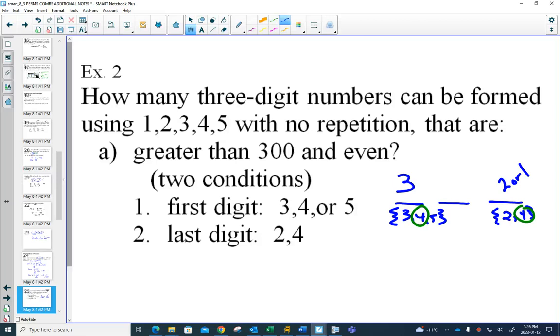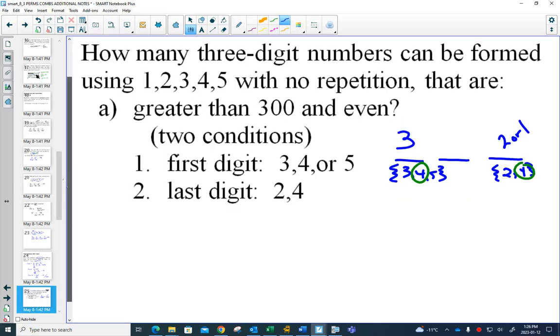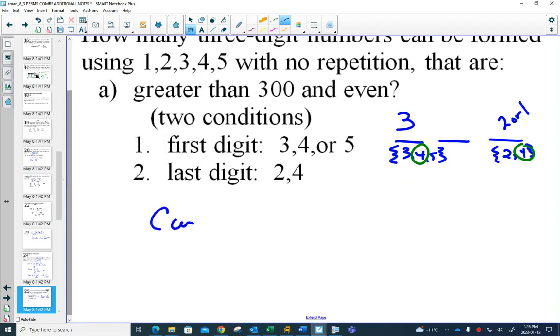We count it separately, and we count it separately with cases. We would say, well, I know that it has to either end in a 2 or a 4. Why don't I start with all the ones that end in 4? So now I have 3 spaces, but I'm saying I know for sure that the last digit is a 4.